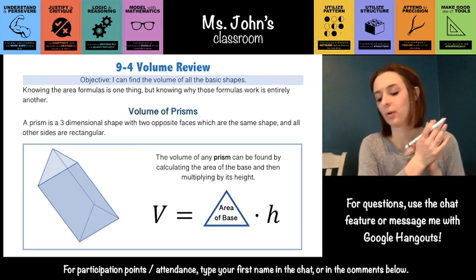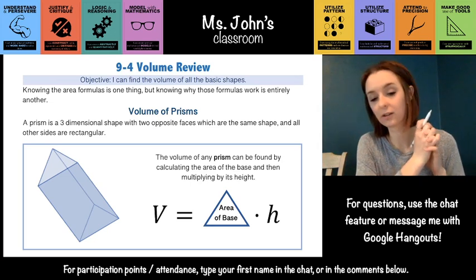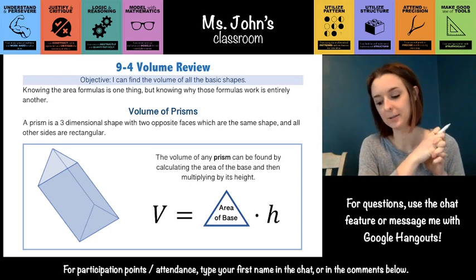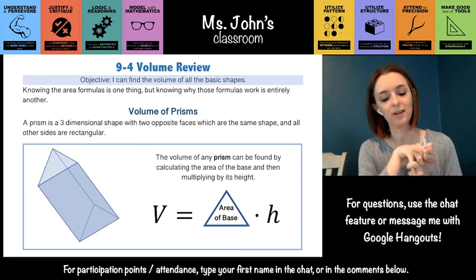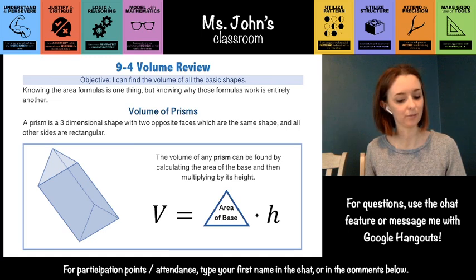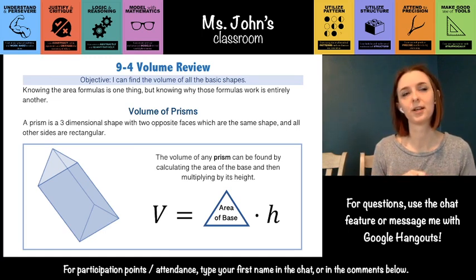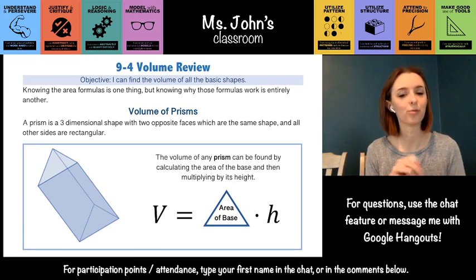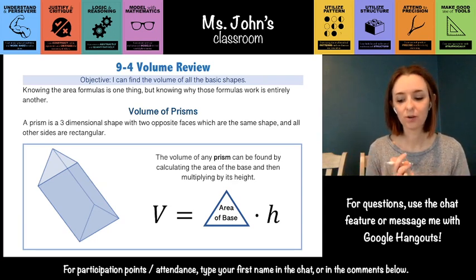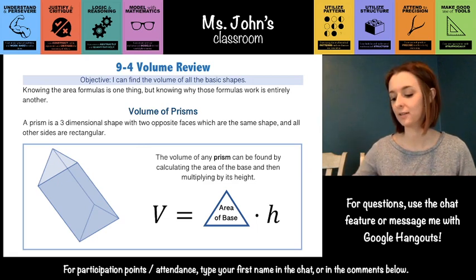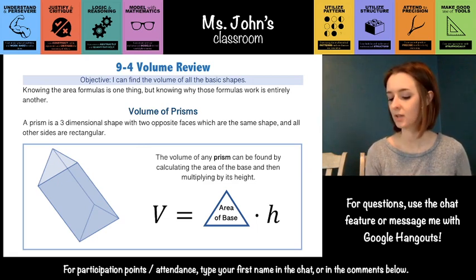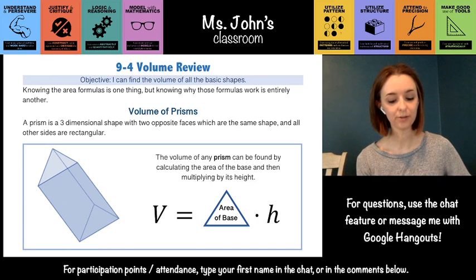Okay, so we are learning about volume today. Probably not for the first time. I'm sure you've seen volume plenty before. But today we're going to try to break it down into the basics of what volume means, so that you don't have to memorize a bunch of formulas, because I hate doing that and I don't feel like it's useful.